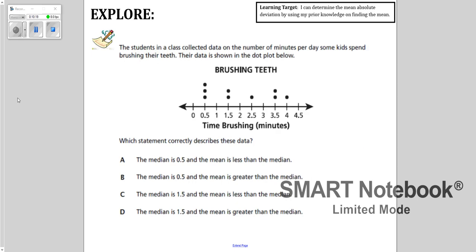Here's another dot plot. This is an old state exam question, so this is the kind of question that you would see on a 7th grade state exam if it was happening. The students in a class collected data on the number of minutes per day some kids spend brushing their teeth. Their data is shown in the dot plot below. Which statement correctly describes these data? I see that all the choices have to do with the mean and the median. So those are the two things we're going to have to find. We can't find it just by looking at this dot plot. We're going to have to write down the numbers as a list first.